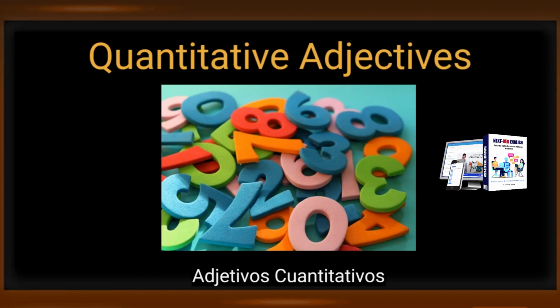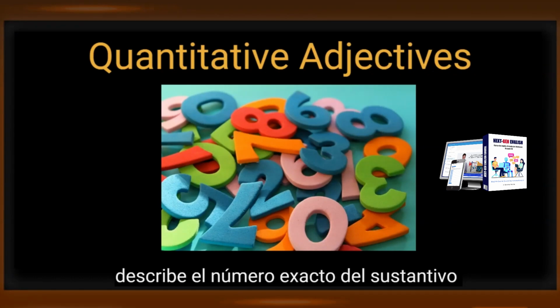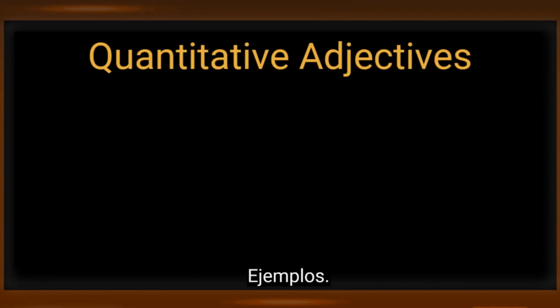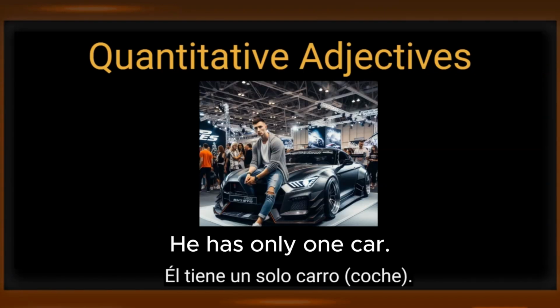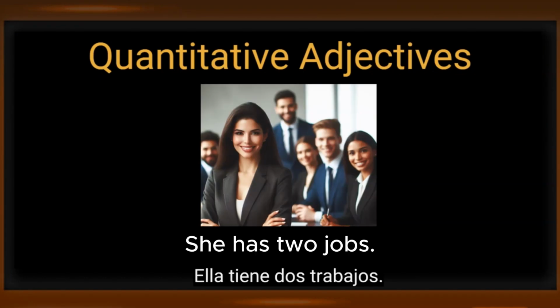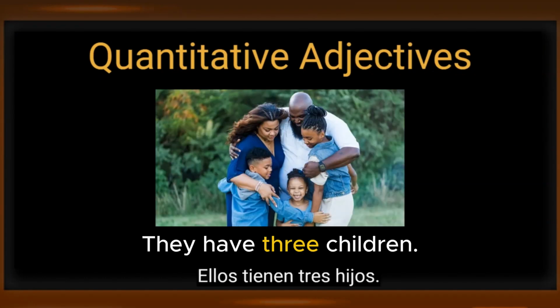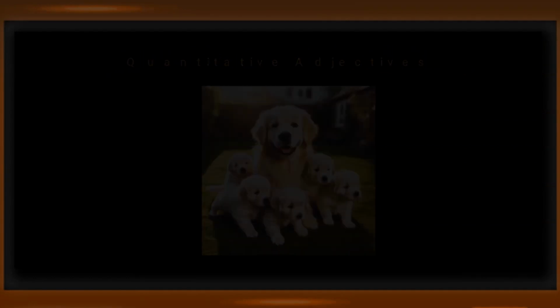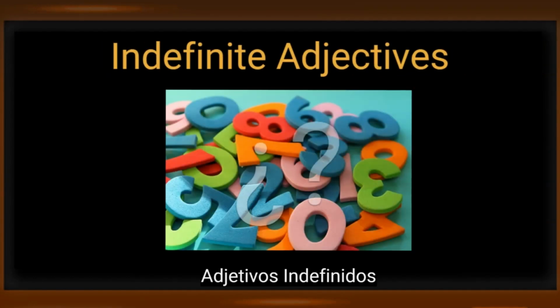Quantitative adjectives. This type of adjective describes the exact number of the noun that there is in the sentence. Examples: He has only one car. She has 2 jobs. They have 3 children. Our dog had 4 puppies.